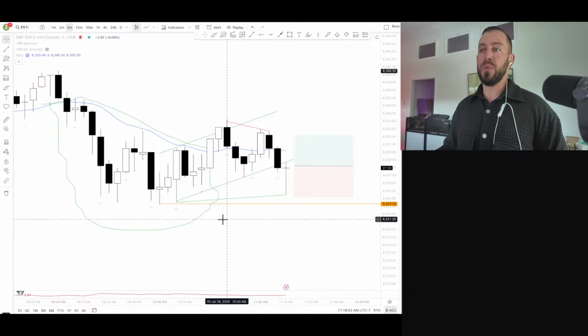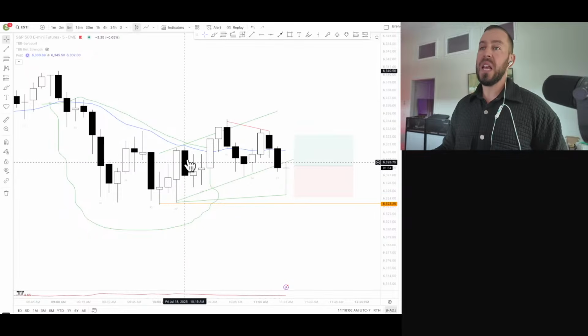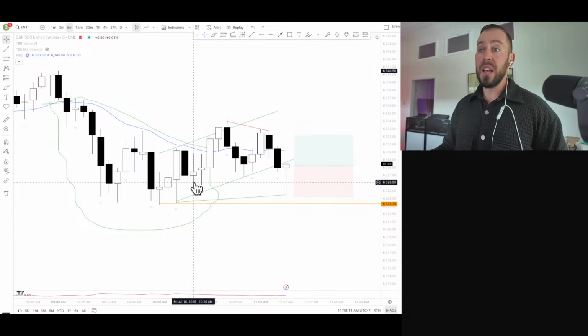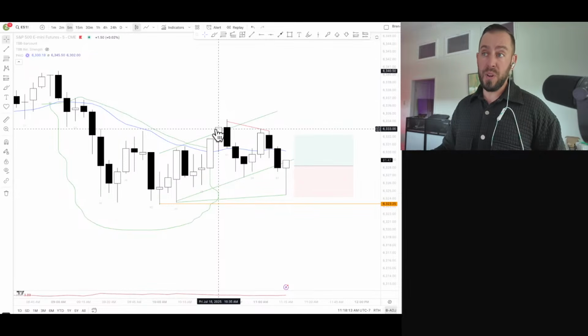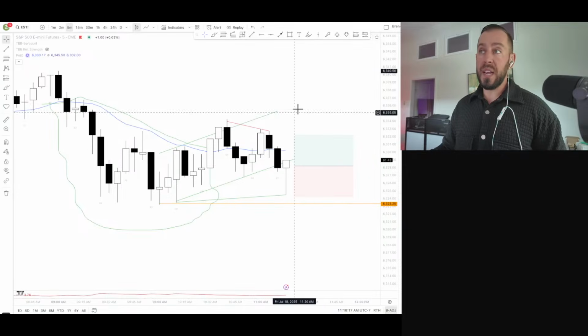The market's actually ranging. And how can I tell? Because there's buyers and sellers participating. If you see consecutive bull bars, 1, 2, 3, here, consecutive bull bars here, 1, 2, 3, 4, right? And you see consecutive bear bars, 1, 2, 3. Now we're in a trading range.